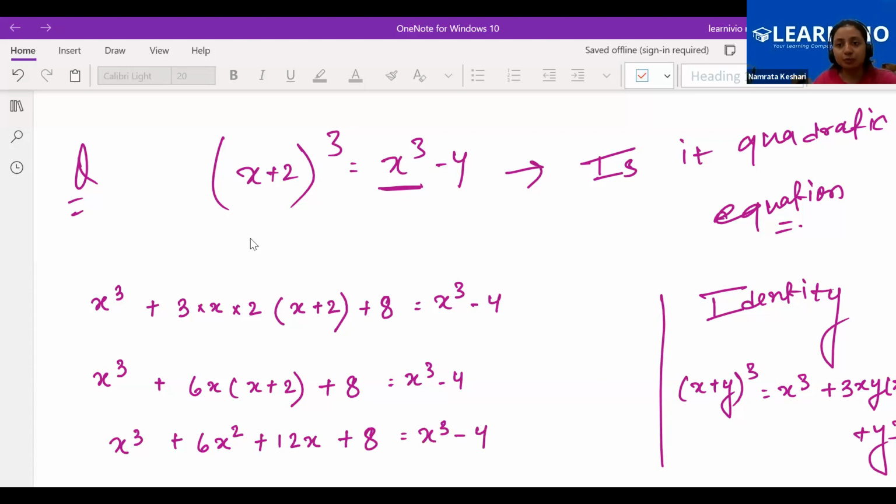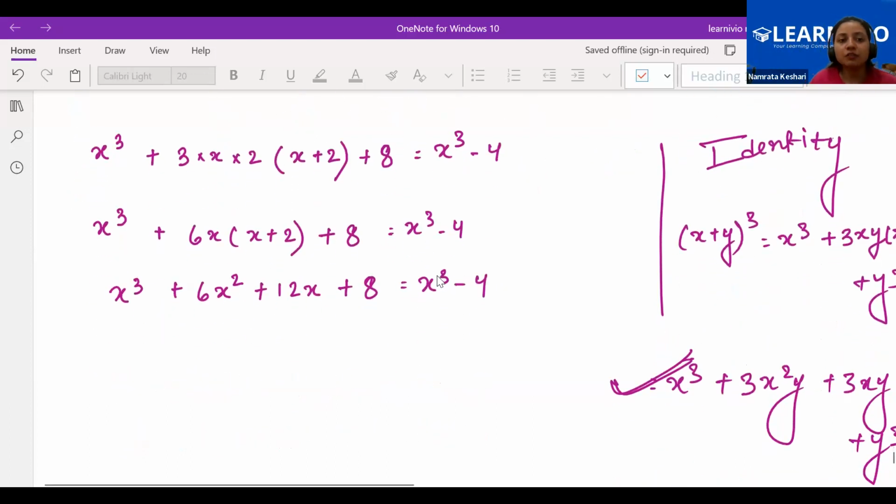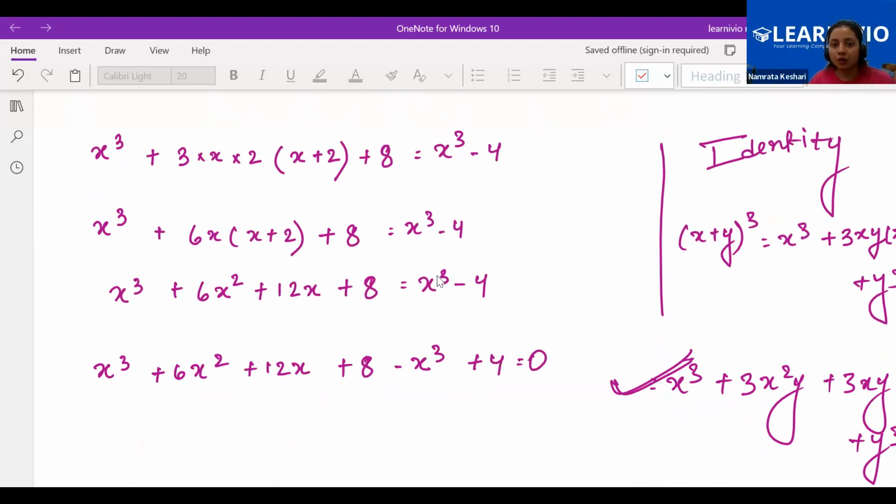Now, whether it's a quadratic or not, we don't know, but we have learned that whatever is on the left hand side and right hand side, we can keep everything on one side. So let's take everything on one side. Here we will have x cube plus 6x square plus 12x plus 8 minus x cube plus 4 is equal to 0. Can you see this x cube and this x cube will cancel each other? It will make 0. Yes or no?